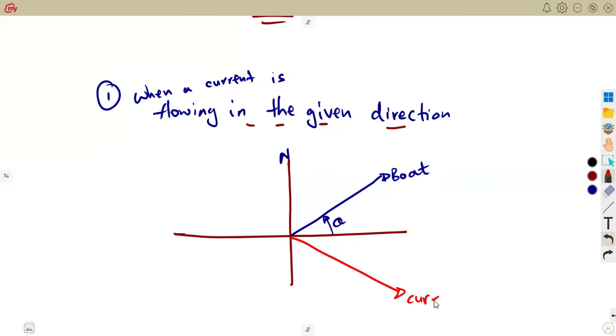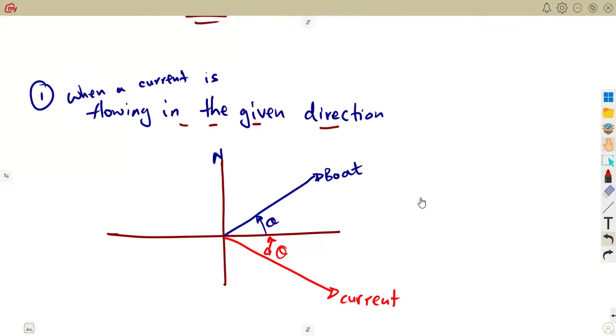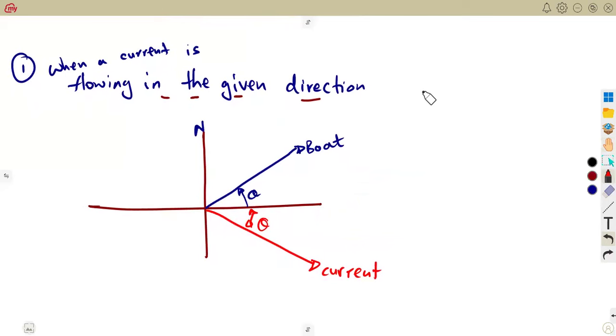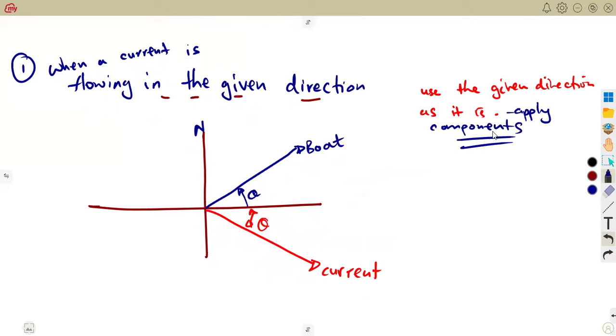Whatever direction that you have of the current. Let's say this is our current, which is taken at a certain angle, and you'll be given that angle. When it is flowing in that given direction, guys, you use the given direction as it is, and use your components or whatever method that you are capable of. So you're going to apply your components. Oh, guys, you know your components.